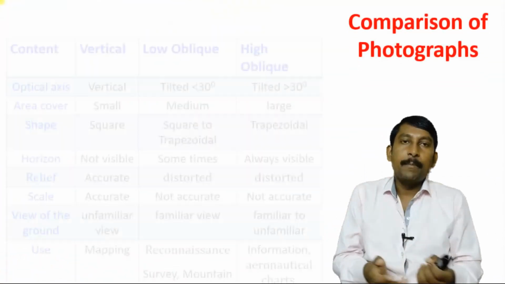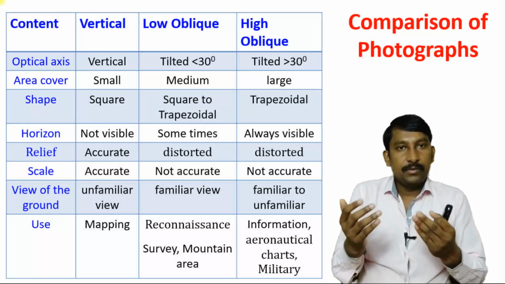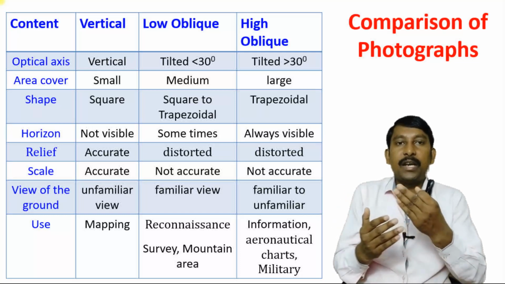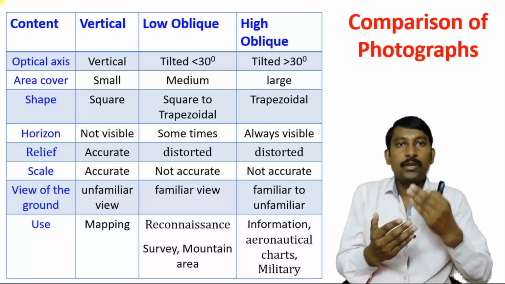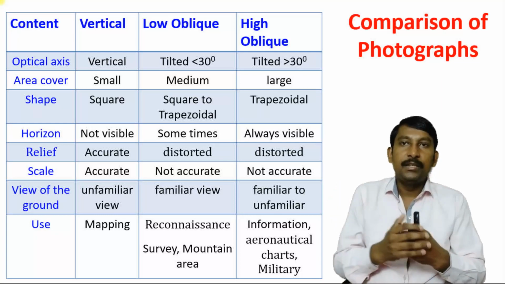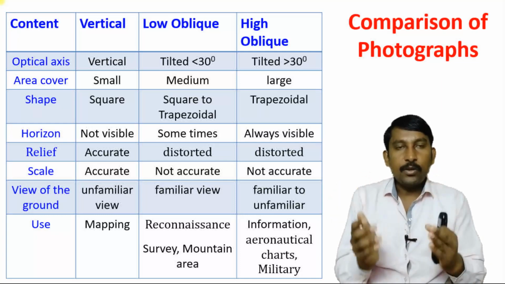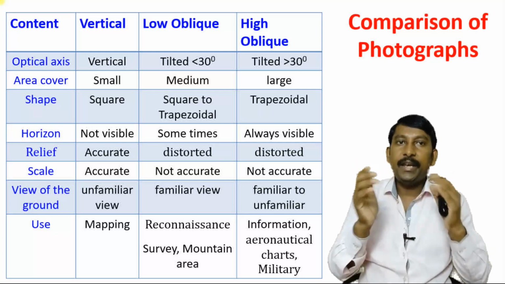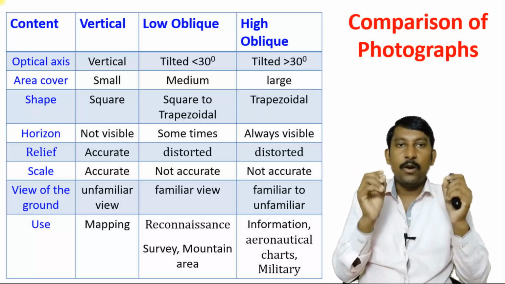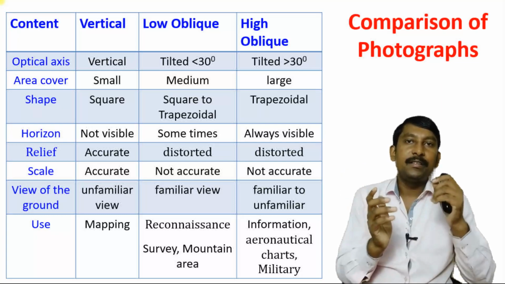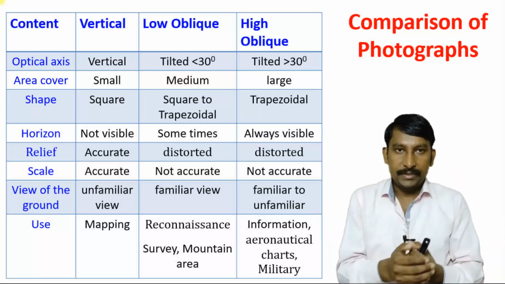So here is the comparison of photographs. Different categories are considered for the comparison of vertical photographs, low oblique photographs and high oblique photographs. First is the optical axis. In vertical photographs, the optical axis is truly vertical. In low oblique photographs, the optical axis is tilted up to 30 degrees, and in high oblique photographs, the axis is tilted more than 30 degrees up to 60 degrees.